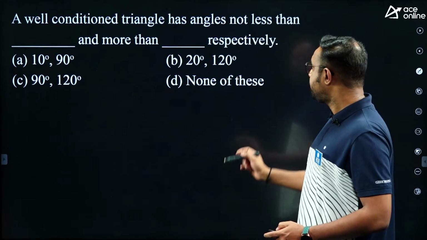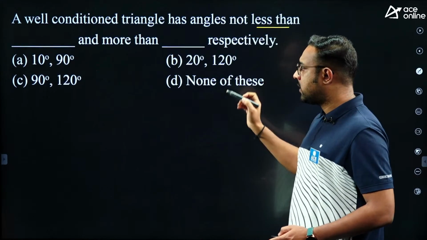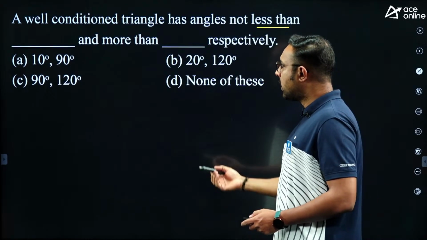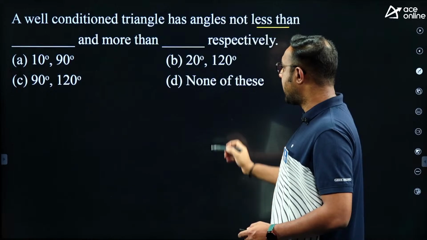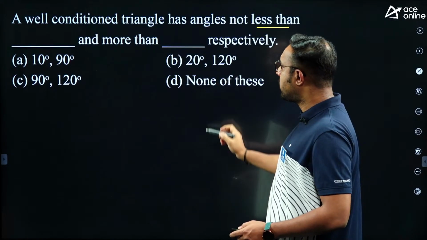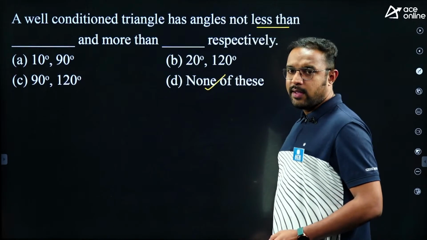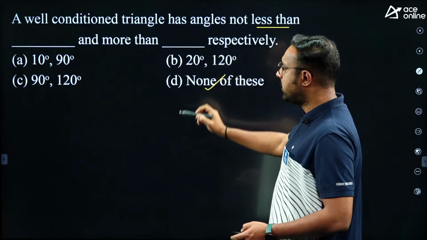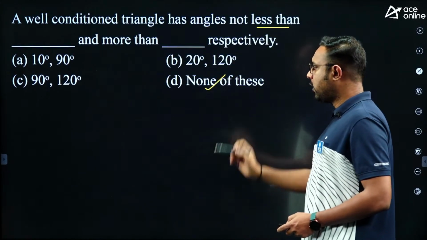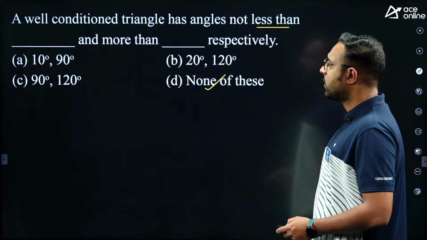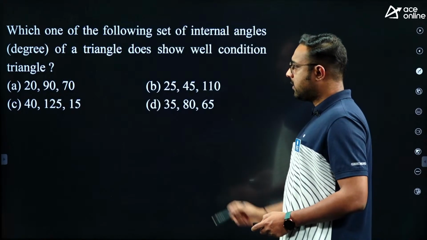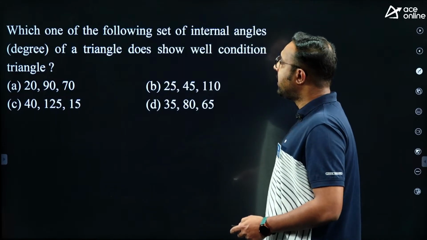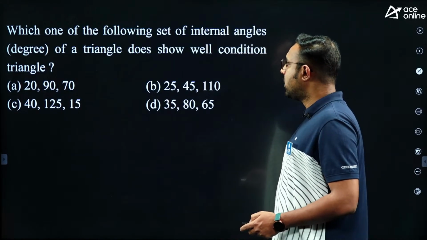So you see, it should not be less than how much? 30 degree, and it should not be more than how much? 120 degree. So 30 and 120 degree should be the correct answers. None of these particular options are matching, so we can go for none of the above here. 30 and 120 degree is the correct answer. 20 is there, 120 is there. It's not really matching, so we can go for option D here. Yes. Right. Next, you see, which one of the following set of internal angles in degrees of a triangle does show a well-conditioned triangle?